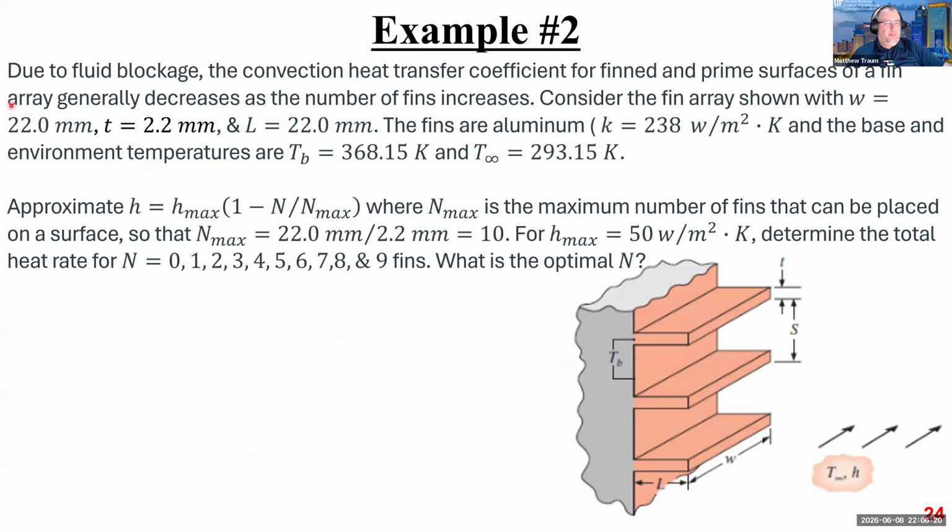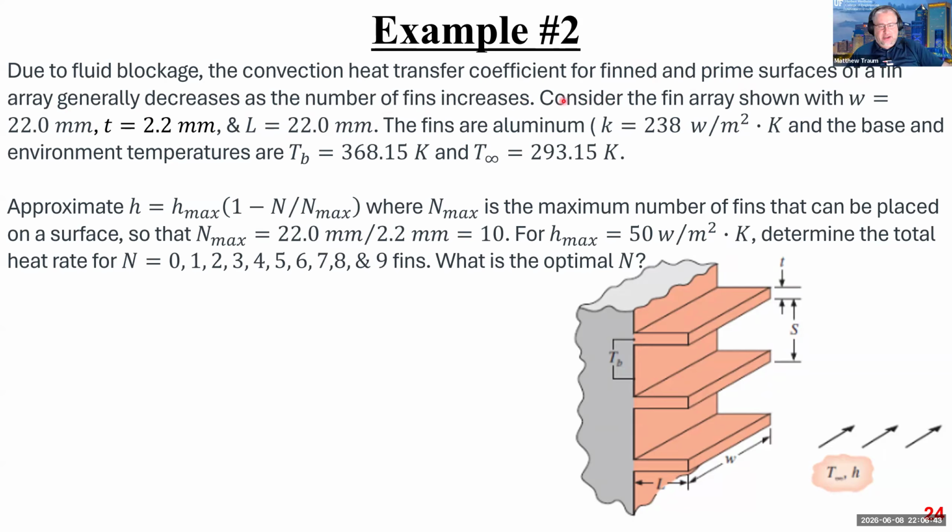Okay, so due to fluid blockage, the convection heat transfer coefficient for finned and prime surfaces. So prime surface is just the surface where there's no fin, right? Fin and prime surfaces of a fin array generally decreases as the number of fins increases, right? Just like I said, because they start interfering with each other's H.